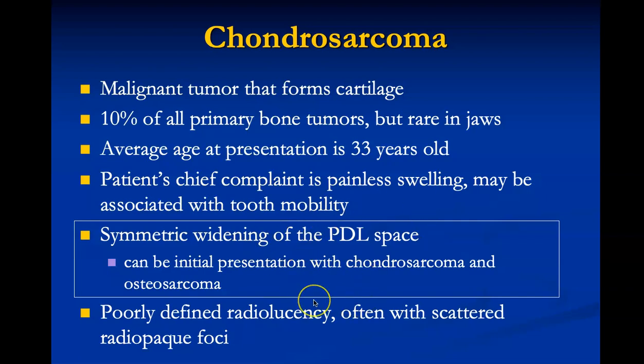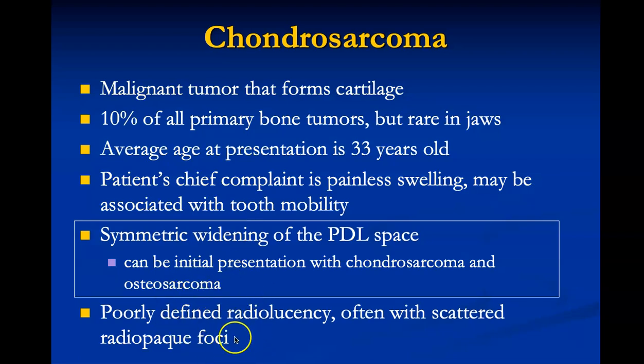And often, I'll show you a couple of examples. It's difficult to appreciate it, but when you find patients who end up having a diagnosis of chondrosarcoma and go back and look at their imaging, this is a finding. The symmetric widening is a finding we often see. So if you see this in a patient, you should view it with a high degree of suspicion.